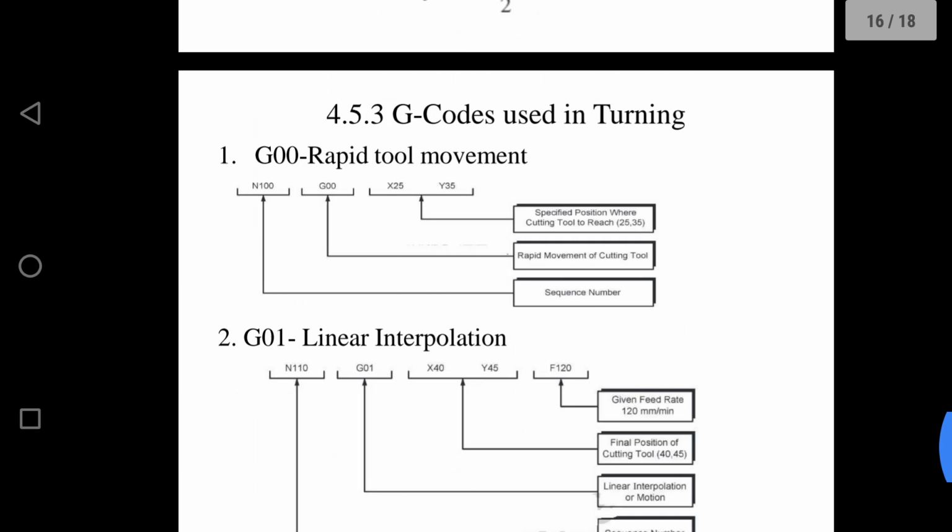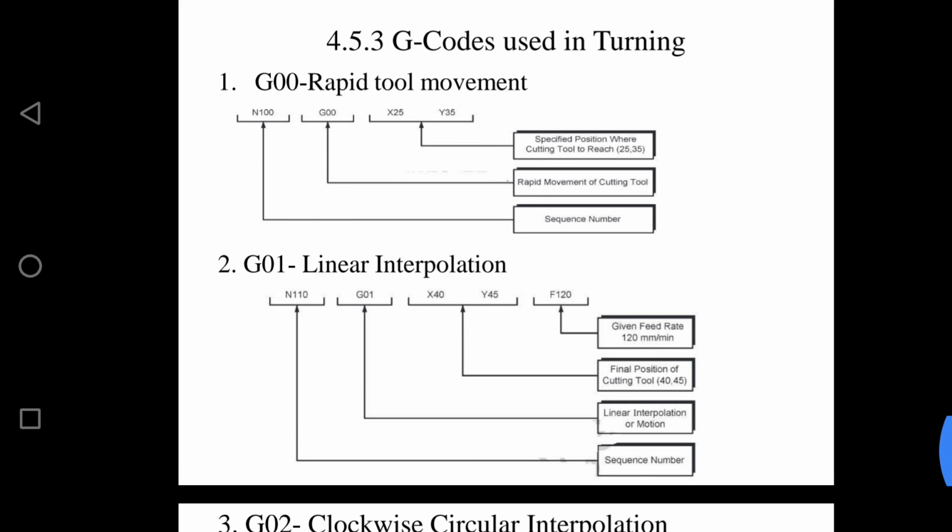Well, let's move to something quite important. I already said we have preparatory functions. Those are G codes in the turning operation, and they are quite important. Let's see only some of them. So, what I said, G codes are written with G.